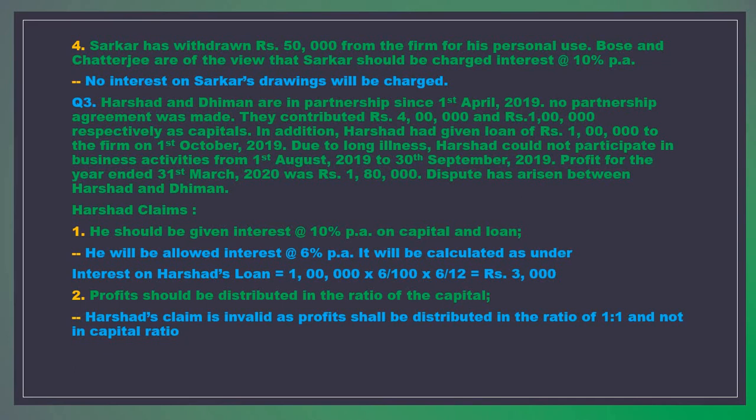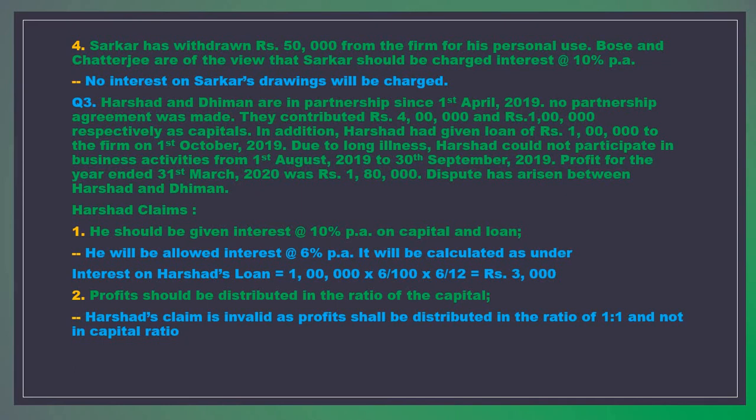It will be calculated as under. Interest on Harshad's loan is equal to rupees 1 lakh × 6/100 × 6/12, which is equal to rupees 3000. Now here, students, please note that Harshad had given loan to the firm on 1st of October 2019. So, till 31st of March 2020, the time period will be 6 months, and so it has been accordingly calculated for 6 months.